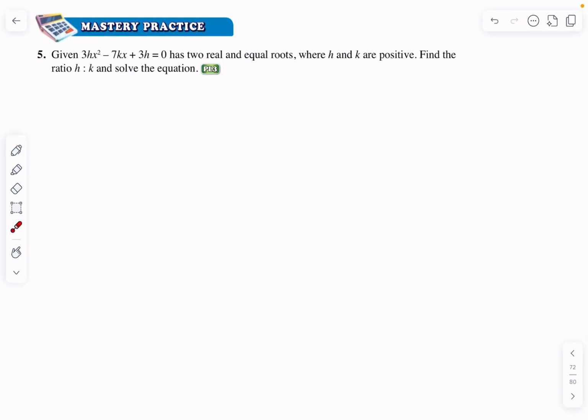Question 5. Given that this equation has two real and equal roots. If you have two real and equal roots, that means b square minus 4ac must equal 0. So your graph will cut the x-axis at one point, so both the roots will be equal. Find the ratio of h to k and solve the equation. Okay, let's find the ratio first.